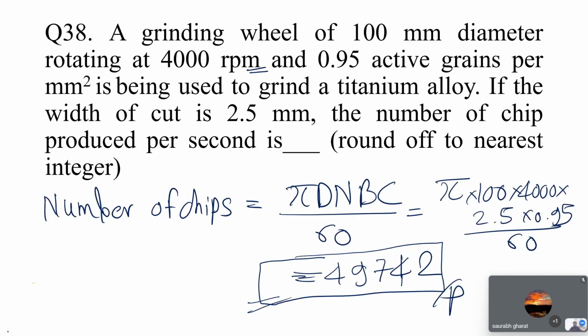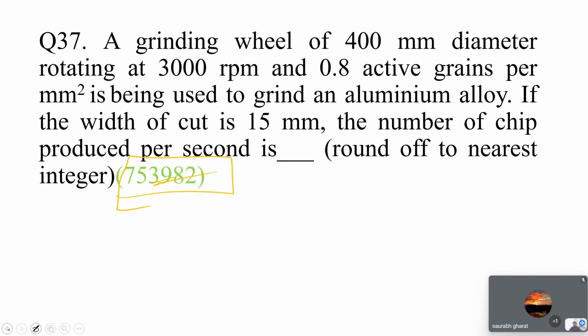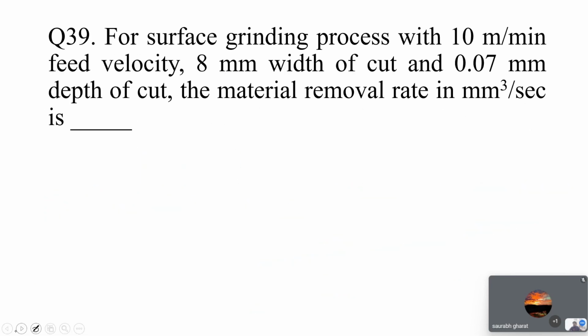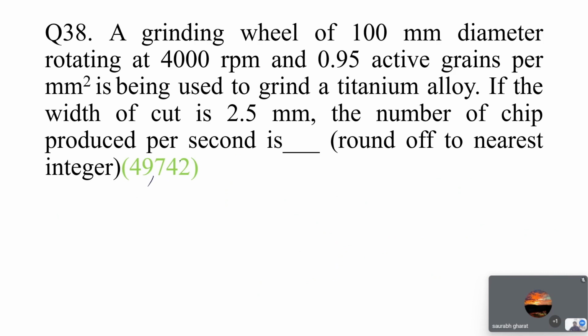But in the earlier case, because the width is high, we got 7.5 lakh chips produced per second. Here we are restricted to about 50,000. Why? Because of the titanium alloy, a hard material, we are using. Hard material.